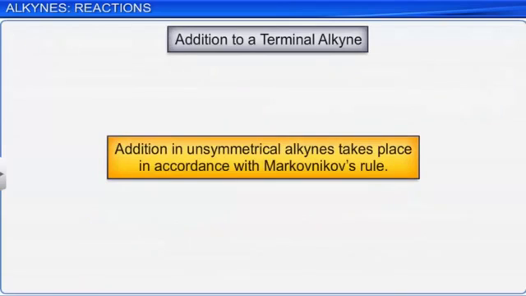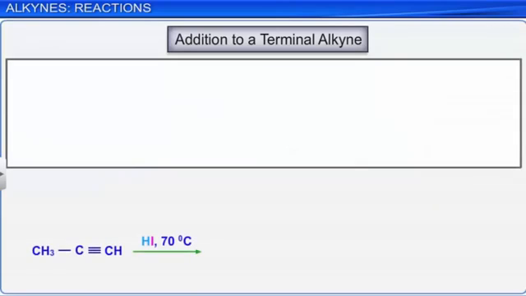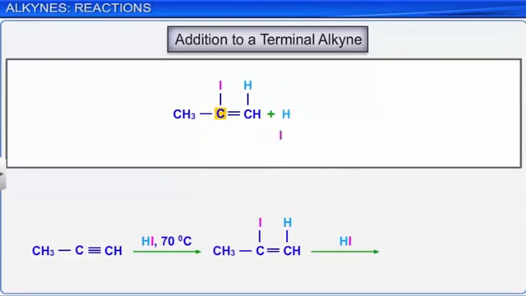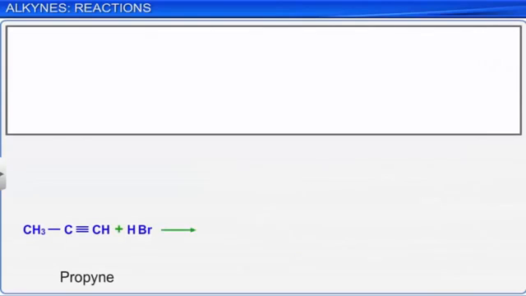This rule says that in an electrophilic addition reaction, the negative part of an addendum attaches itself to the unsaturated carbon atom of the molecule having a lesser number of hydrogen atoms. For example, propyne reacts with 2 molecules of hydrogen bromide and forms 2,2-dibromopropane in accordance with Markovnikov's rule as shown here.